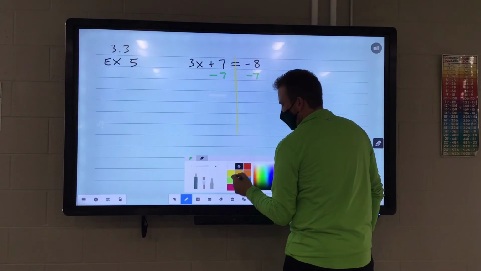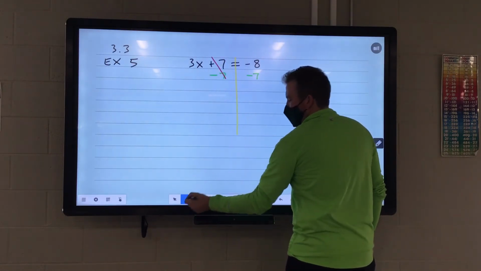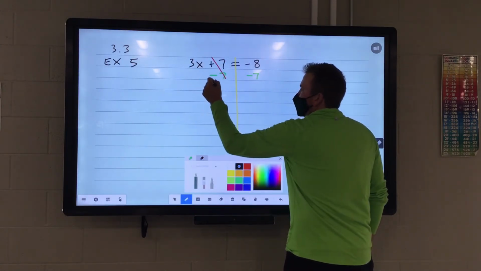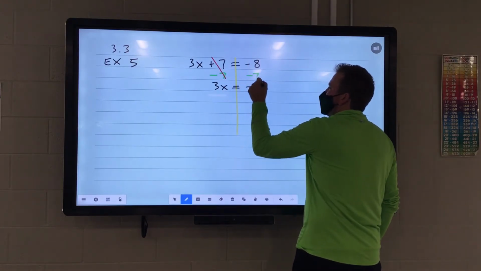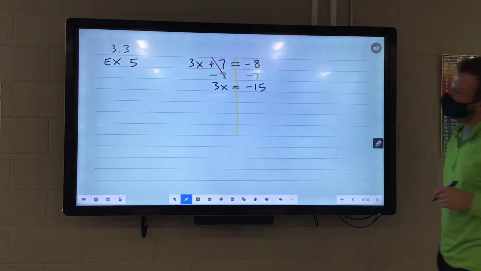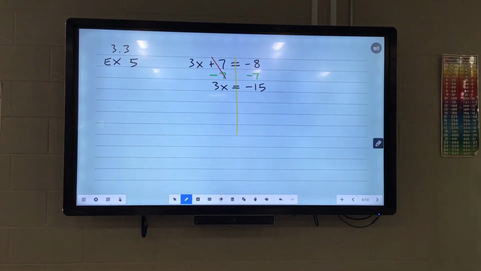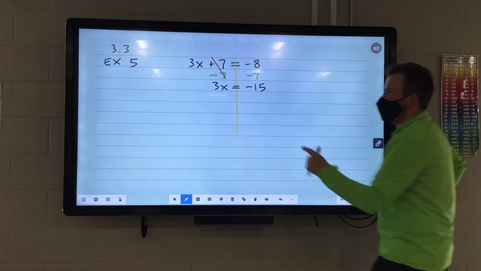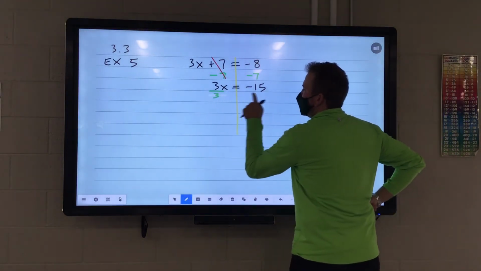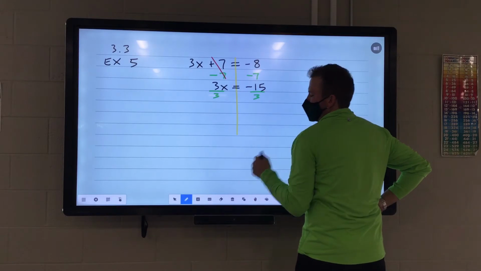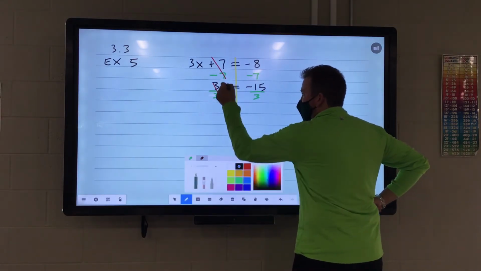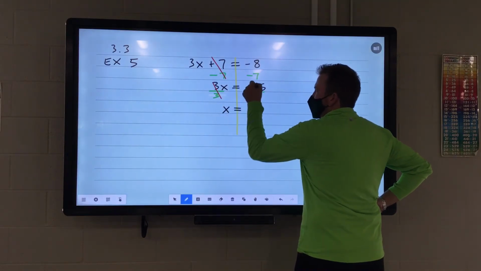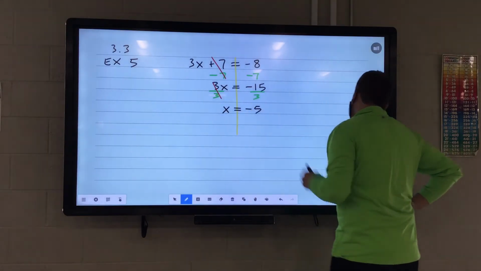What that does is cancels out that 7, leaving me with just the 3x that drops down with it. Negative 8 minus 7 is a negative 15. And now x is not alone because it's being multiplied by 3. So we do the opposite of multiplying by 3. We are going to divide both sides of the equation by 3. What that does is it cancels out the 3, leaving me with just the x on the left side. Negative 15 divided by 3 is a negative 5.